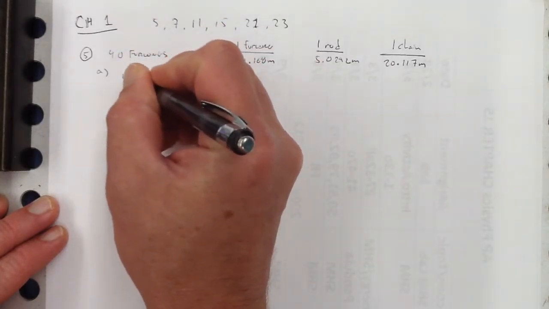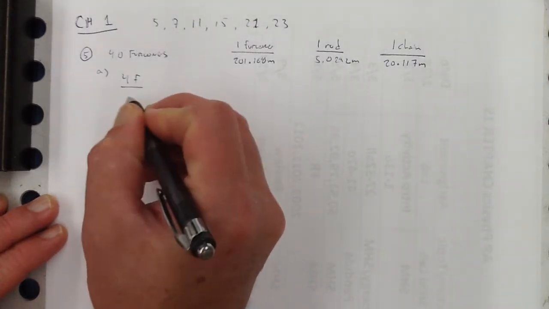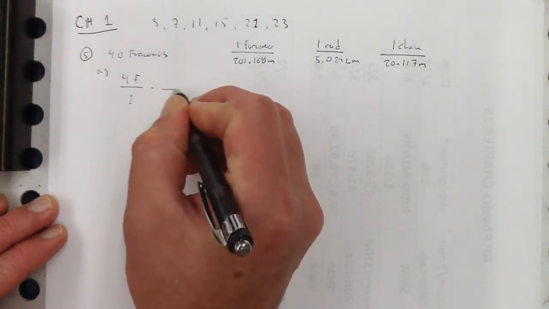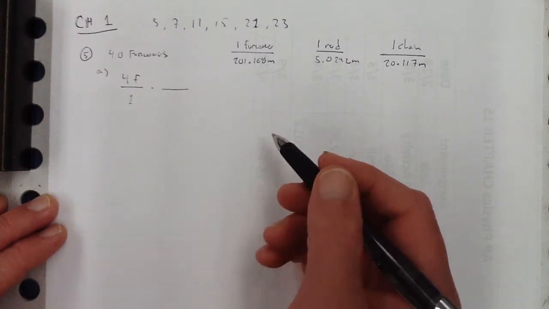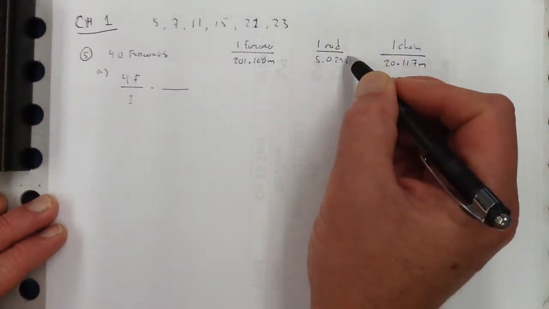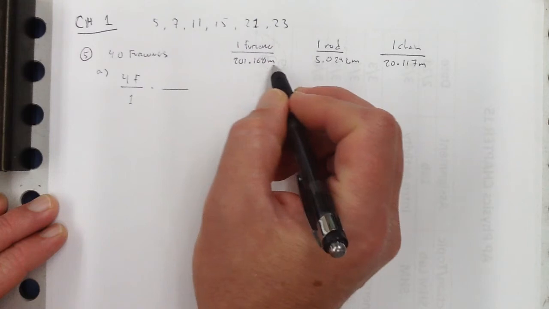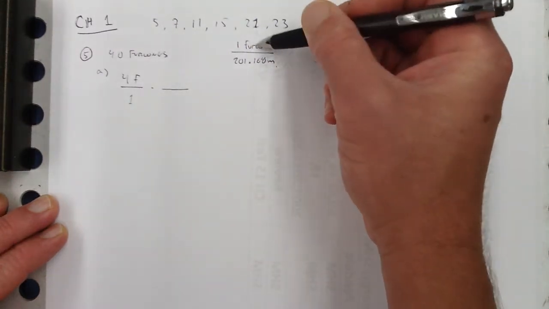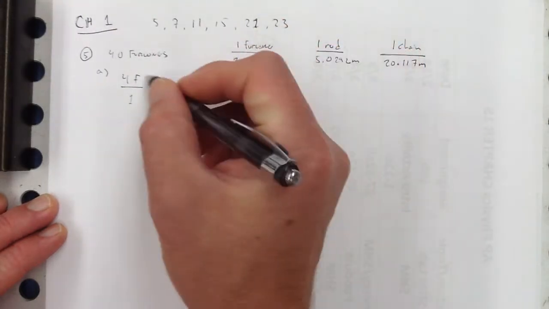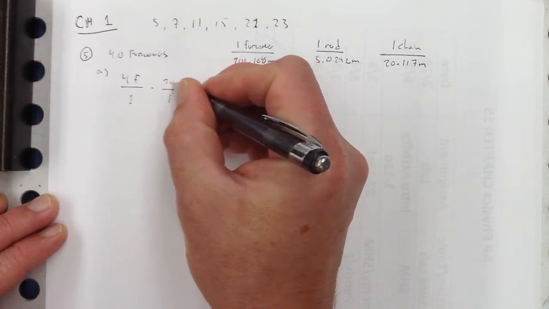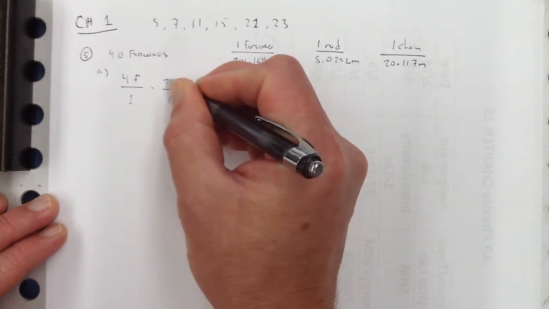So I'll start with 4 furlongs. I'm just going to abbreviate these, and I can put that over 1 if you like. That's the thing we're trying to convert. And I'd like to get it to rods. So let's see. I know that if I go to meters first, then I can get from meters to rods. So the first thing I want to do is get to meters. So looking at my conversion factor, I need this, but I need it upside down, because I would like the furlong to cancel out. So 201.168 meters.